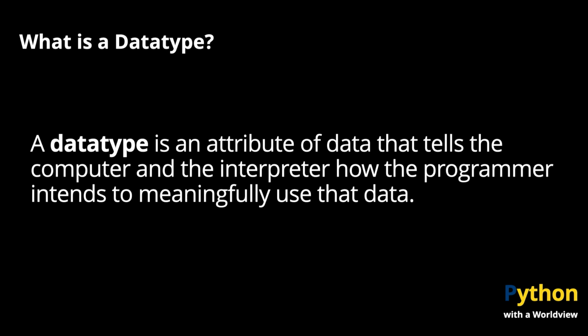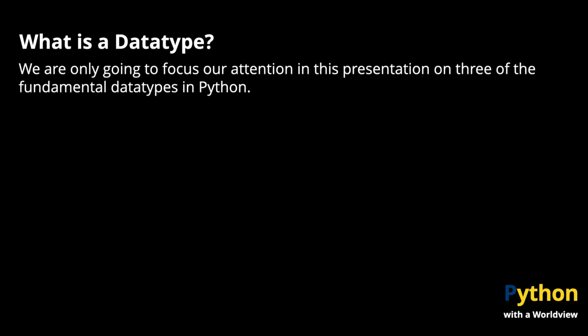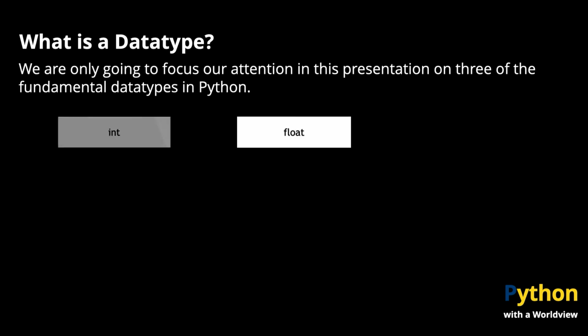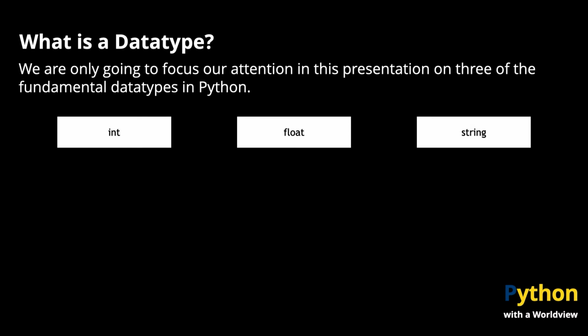What is a data type? A data type is an attribute of data that tells the computer and the interpreter how the programmer intends to meaningfully use that data. Now, in this lesson, we are only going to focus our attention in this presentation on three of the fundamental data types in Python. They are int, float, and string.